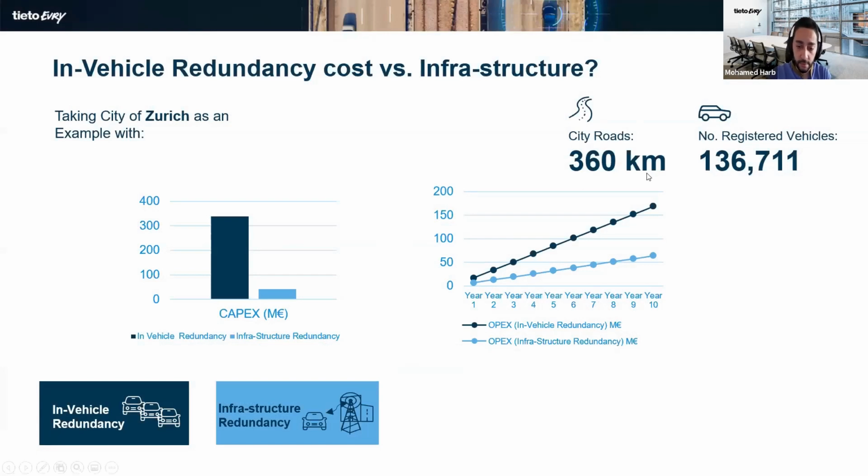We calculated the cost of the sensor set both in the vehicle as a redundant system and also in the infrastructure. And we calculated both CapEx and OpEx. Also, we calculated the OpEx over 10 years. And it was quite clear that doing this in the infrastructure is much cheaper and will save us a lot of cost compared to doing it in the vehicle.